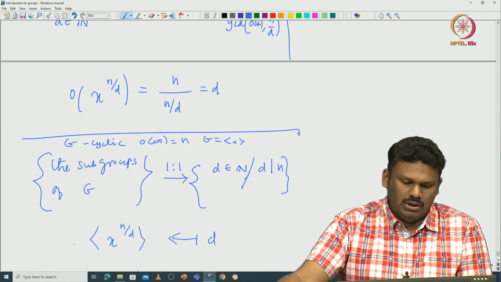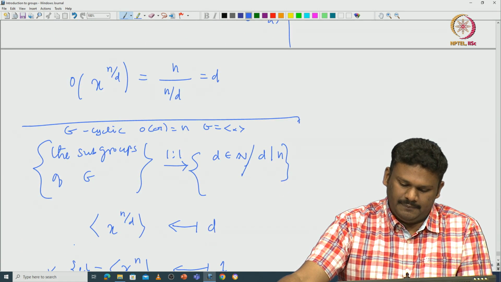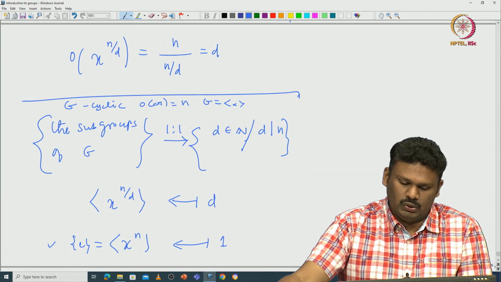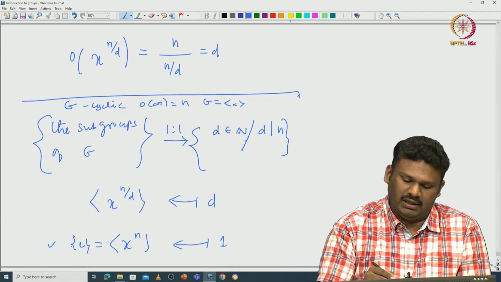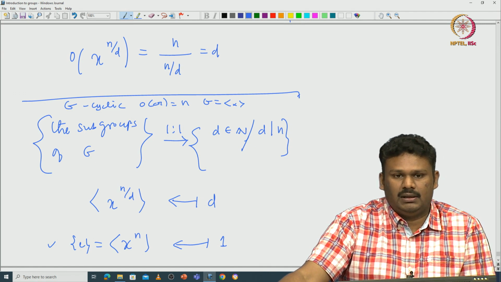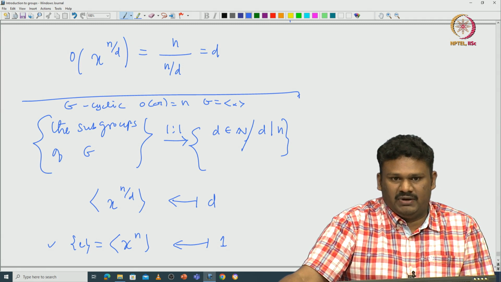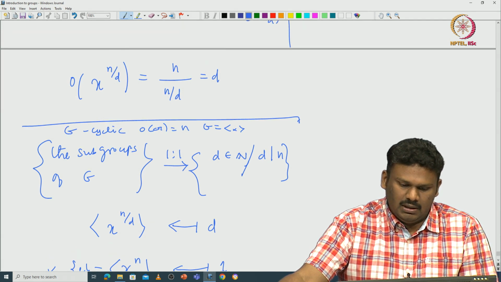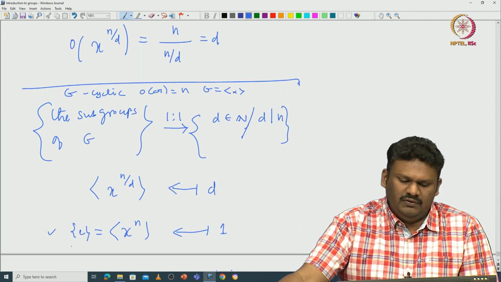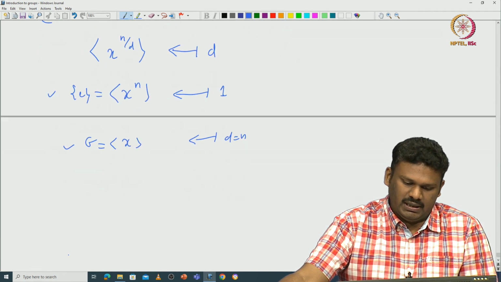Okay. So, now we have already established this map. D goes to x power n by d. So, we are defining the map the other way, and it is well defined, because D equal to D dash will imply the subgroup generated by x power n by d is the same as that generated by x power n by d dash. Okay. That is fine, and we need to prove it is actually a bijective correspondence. So, we have to prove it is injective as well as surjective. So, let us look at injective.